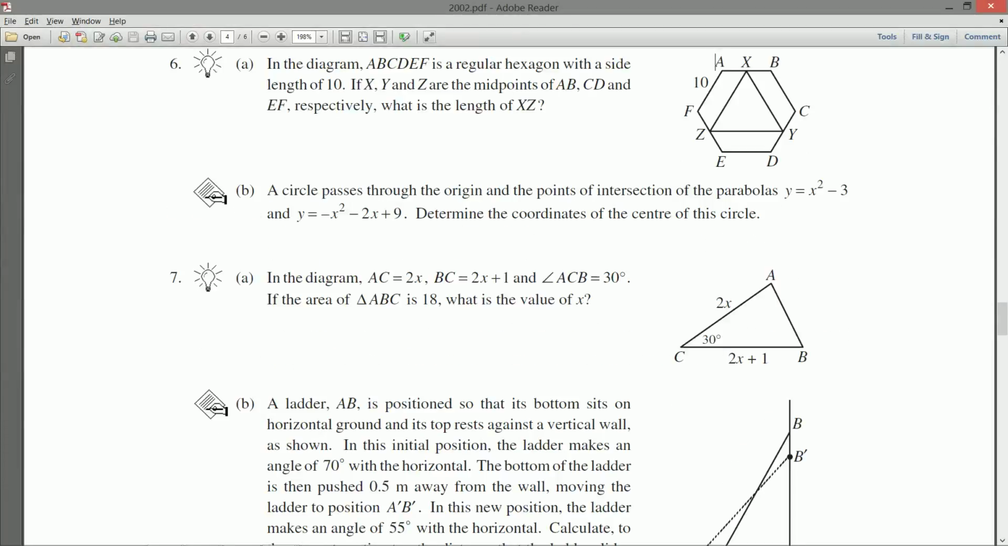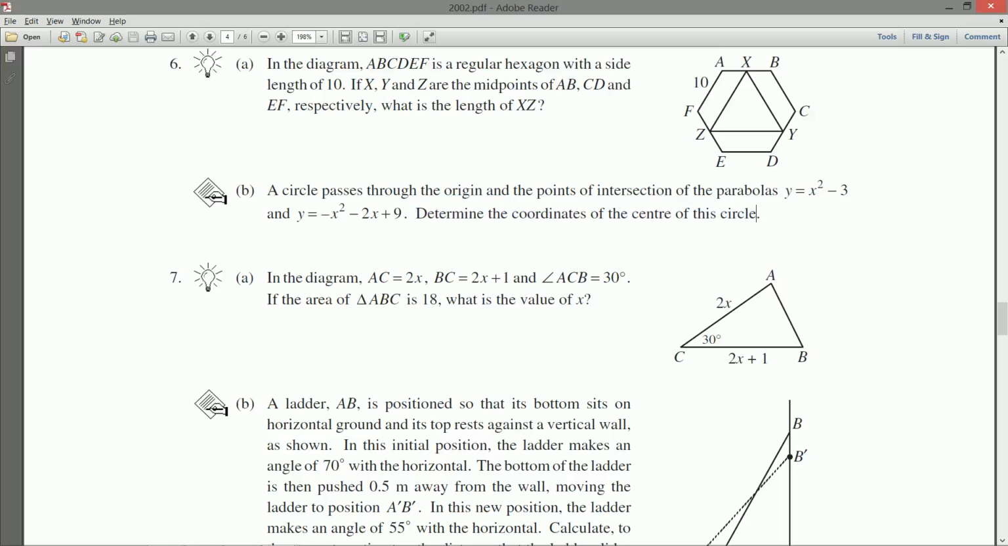Okay, B part. We need a written answer here. A circle passes through the origin, and the points of intersection of the parabolas y equals x squared minus 3 and y equals negative x squared minus 2x plus 9. Determine the coordinates of the center of this circle.